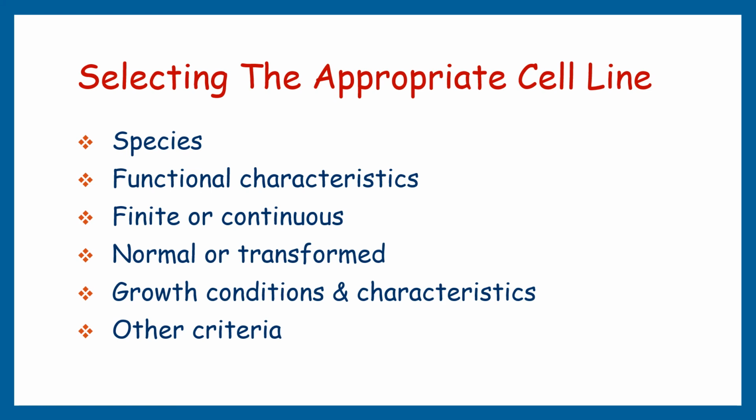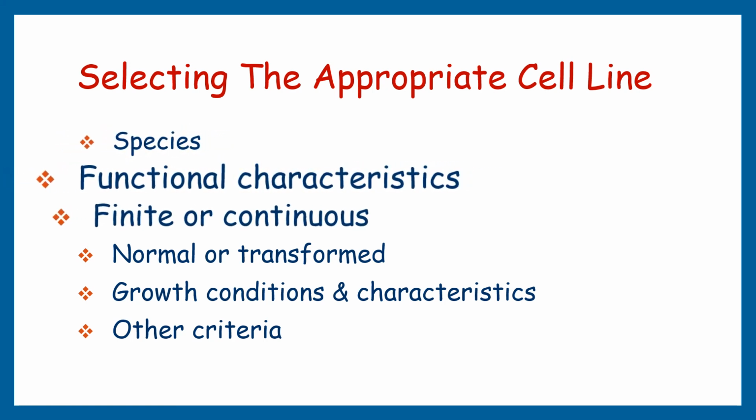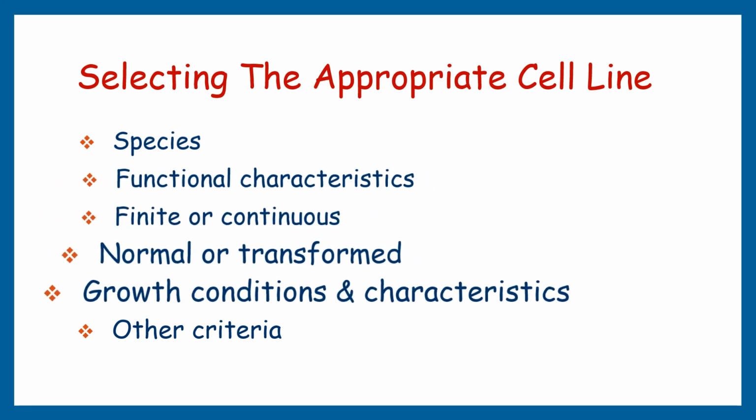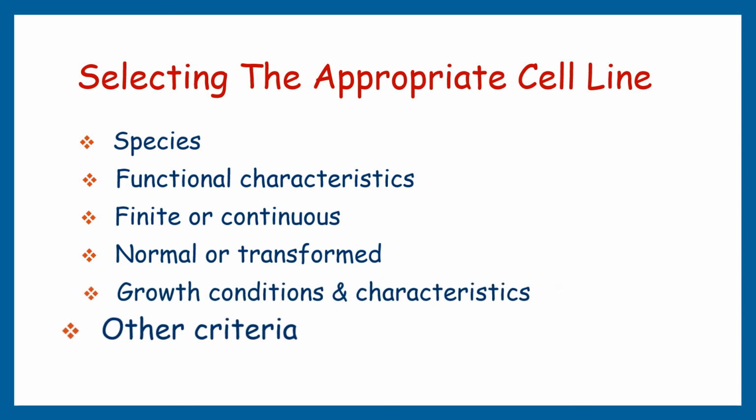So finally, before designing the project, you should keep in mind some criteria for selecting the appropriate cell line for research. Which species you need to work with, what functional characteristics they have, whether they should be finite or infinite, normal or transformed, what growth conditions and characteristics they have, and other criteria also.